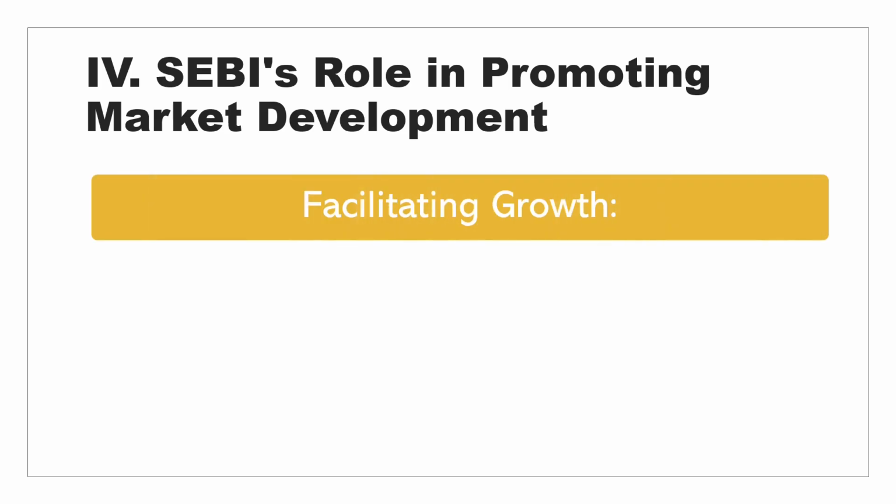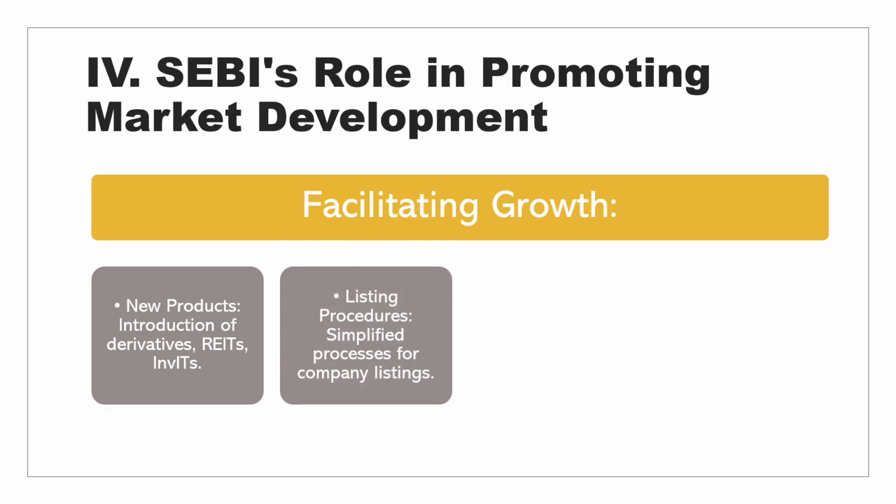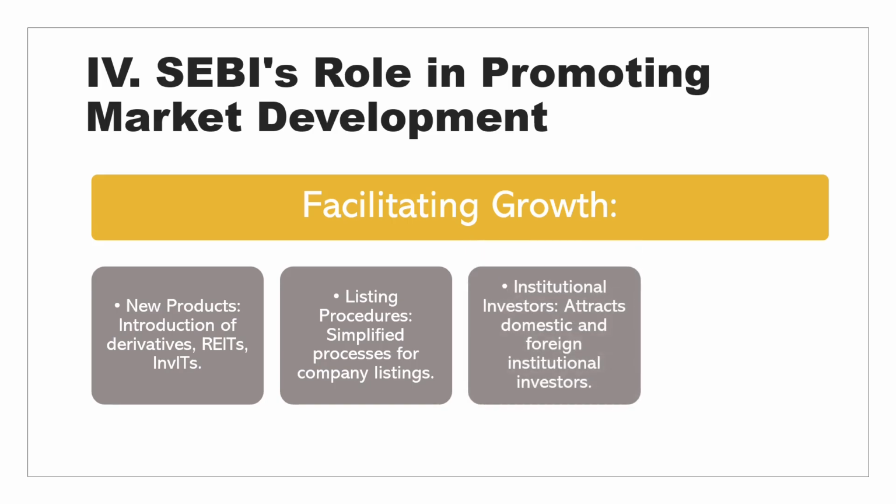SEBI has been instrumental in introducing new financial products such as derivatives, real estate investment trusts, and infrastructure investment trusts. These products provide investors with more options for investment and risk management. SEBI has simplified the procedures for companies to get listed on stock exchanges, making it easier for them to access capital. Initiatives like the listing obligations and disclosure requirements regulations ensure timely and accurate disclosures by listed companies.